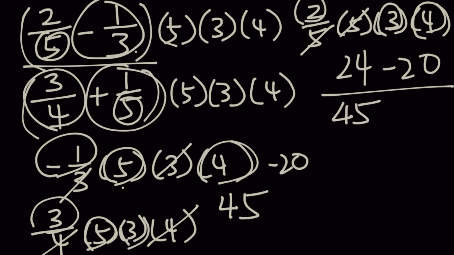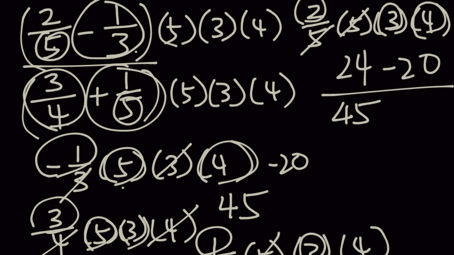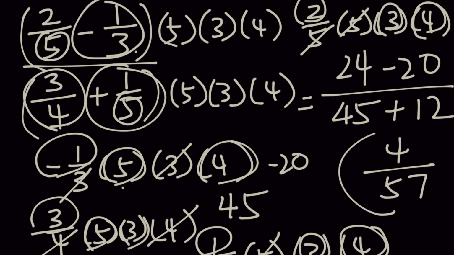And the second portion in the denominator, we have 1/5 multiplied by 5, 3, and 4. So here we'll cross out the 5, take 1 times 3 times 4, that will give us 12. So we have a positive 12. And now we're just left to the last part where we're going to take 24 minus 20 equals 4, 45 plus 12, and that equals 57. So the answer is 4 over 57.